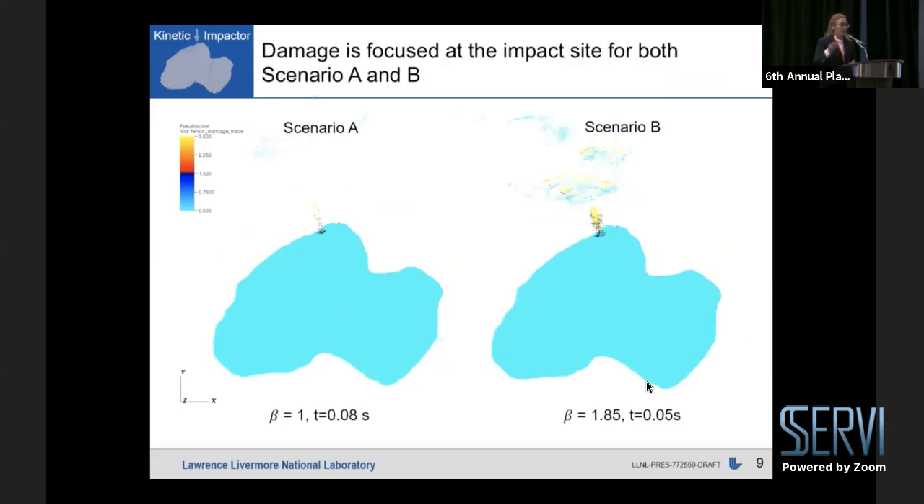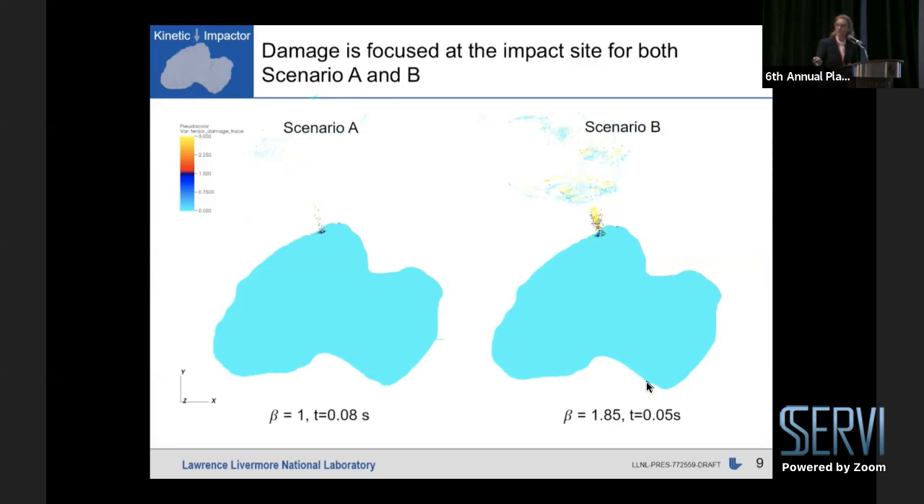For the kinetic impactor hitting the target on the top along the y-axis, we have a beta of 1.85 for scenario B and a beta sitting at 1 again for scenario A. Again, these betas will evolve over time. These simulations are still running. And like the previous slide, the damage is minimal for both of these scenarios, which is something that we look for in these studies.